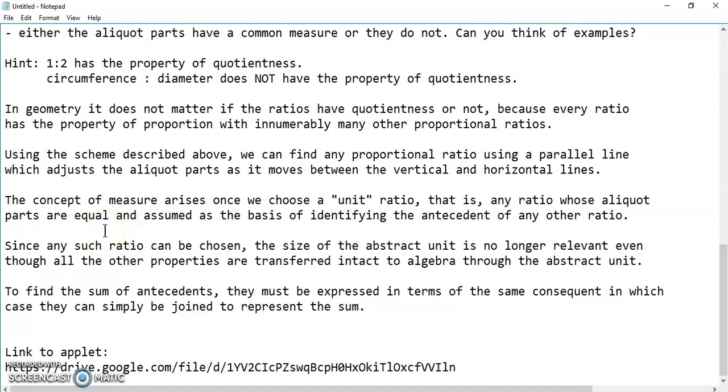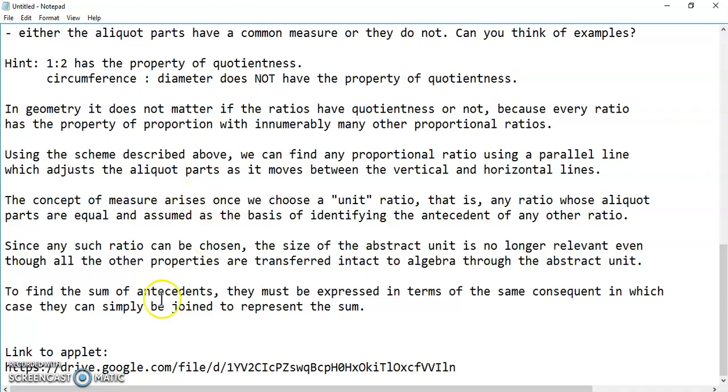So the concept of measure arises once we choose a unit ratio. So any ratio whose aliquot parts are equal can be a candidate, and it's assumed as the basis of identifying the antecedent of any other ratio. Again, we use the consequent to identify the antecedent as a matter of convention, nothing else. Okay, so since any such ratio can be chosen, the size of the abstract unit is no longer relevant in algebra, even though all the other properties are transferred intact through the abstract unit.